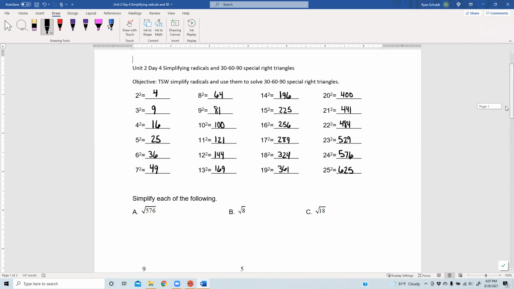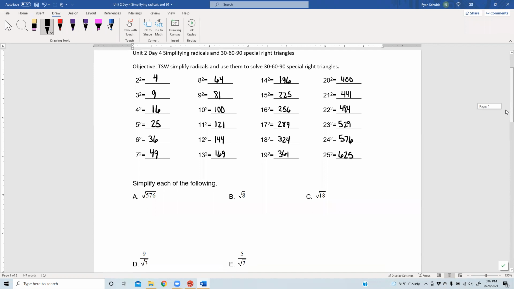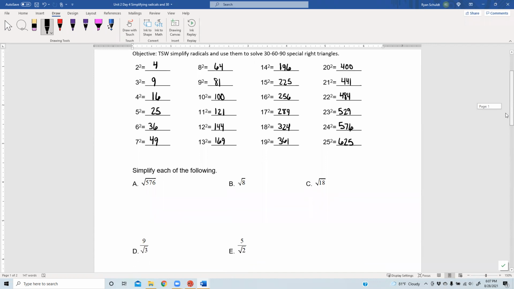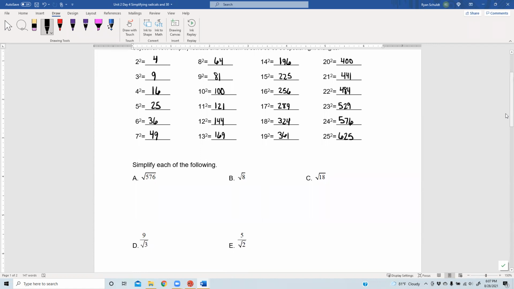Anyways, so those are our perfect squares. We're going to simplify radicals again. So A asks us to do the square root of 576. Now, if you're looking up here, you're like, wait, 576 is on the list. You're right, it is. Square root of 576 is simply 24. That's simplified. It's 24. End of story, case closed.